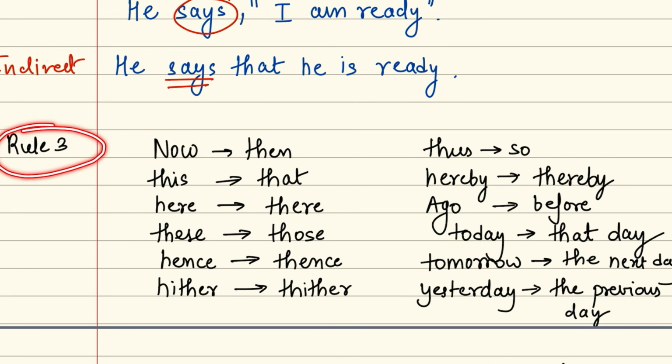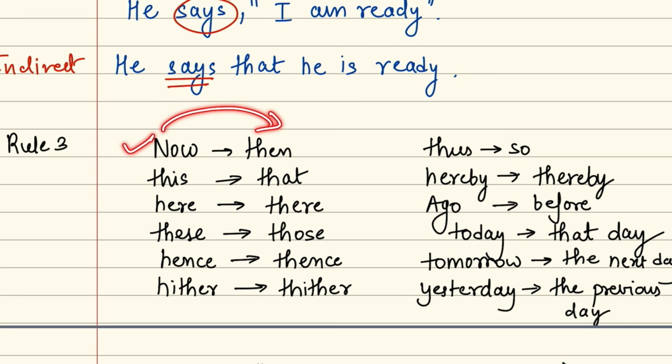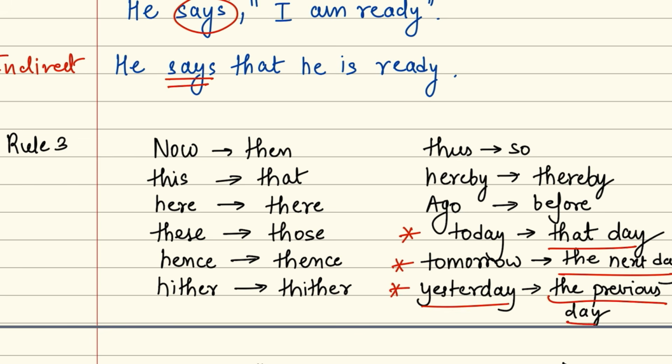Rule number 3, you have to learn all these things. Now changes to then, this changes to that, here changes to there, these to those, hence, thence, and so on. Some important examples are today changes to that day, tomorrow changes to the next day, yesterday changes to the previous day. Learn all of this.